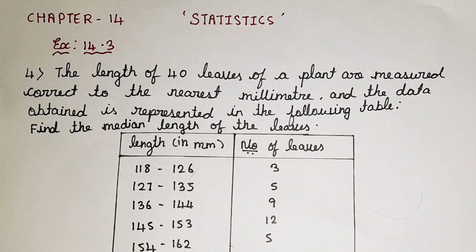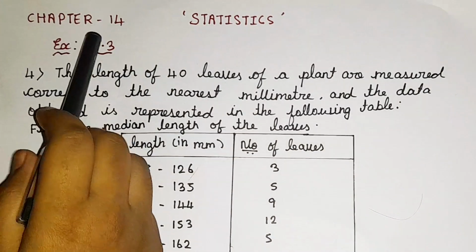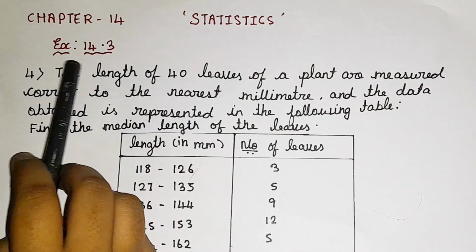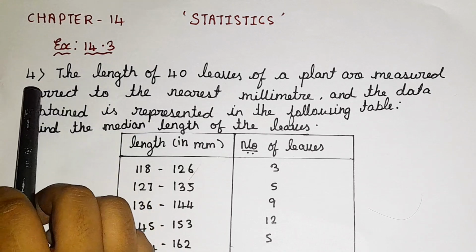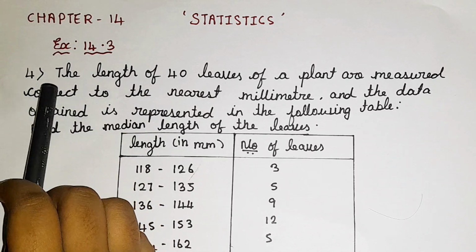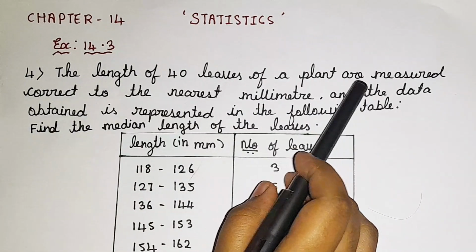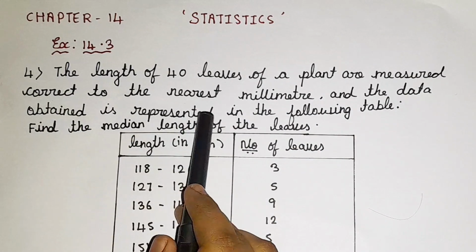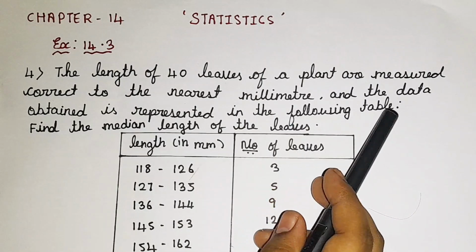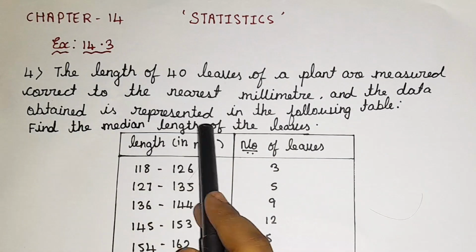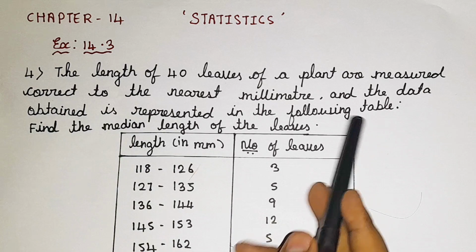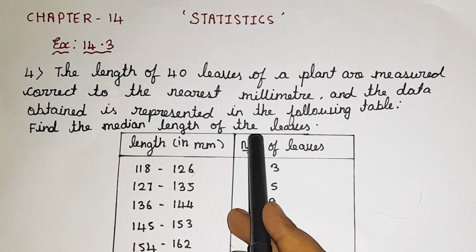Okay, now let's get into the video. Today we are going to be learning Chapter 14 Statistics, Exercise 14.3, fourth question. Alright, now let's read the question. The length of 40 leaves of a plant are measured correct to the nearest millimeter and the data obtained is represented in the following table. Find the median length of the leaves.